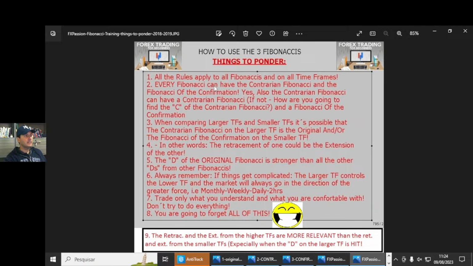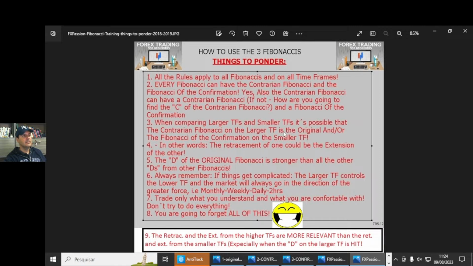Number 2, every Fibonacci can have a contrarian Fibonacci and the Fibonacci of the confirmation. We just talked about this. Yes, also the contrarian Fibonacci can have a contrarian Fibonacci. If not, how are you going to find the C of the contrarian Fibonacci? Make sense?